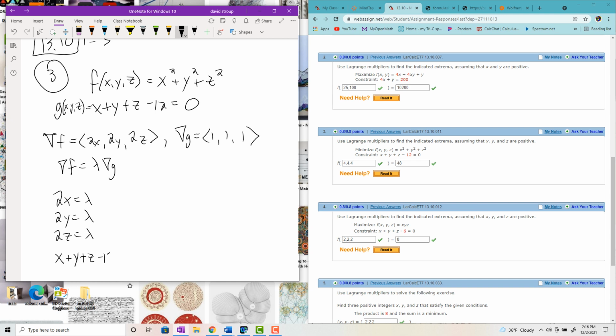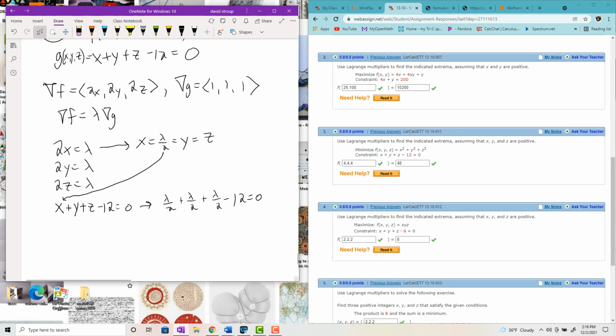But anyways, you have that set of equations plus the constraint equation, and you use those to find your answer. Okay, so from these equations, I can see that x is equal to lambda over 2, and that will be the same for y and z. So I could place that expression into the constraint formula, and that will give me lambda over 2 plus lambda over 2 plus lambda over 2 minus 12 is 0.